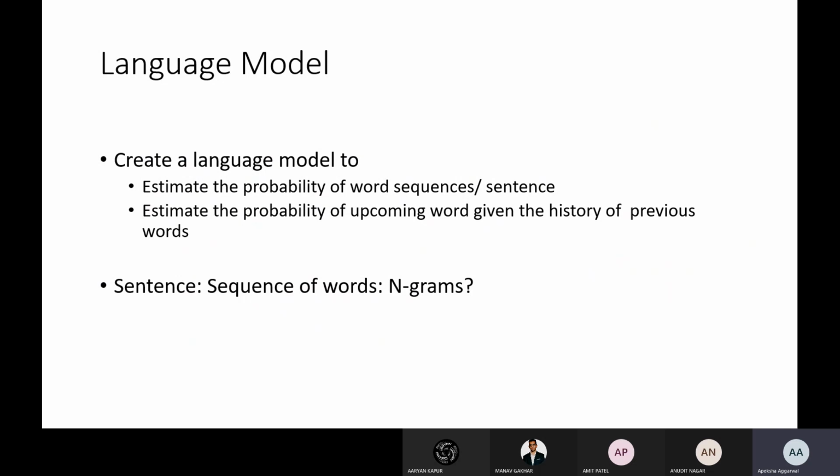It is also useful in predicting the next word: what is the probability of the next word in the sequence? Suppose I am saying "hello, how are you?" If I have these three words, hello, how, are, what are the chances of "you" occurring next? So this is estimating the probability of the next word given the previous three words. These things can be done using a language model.